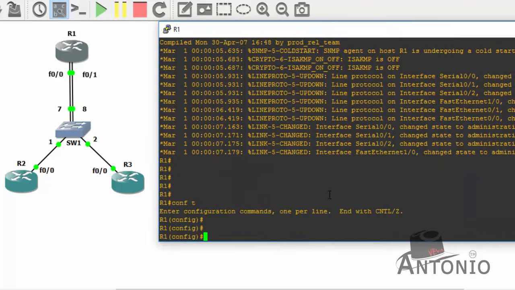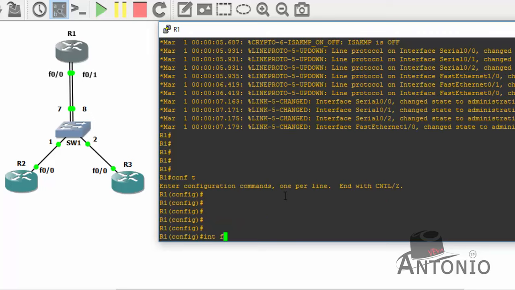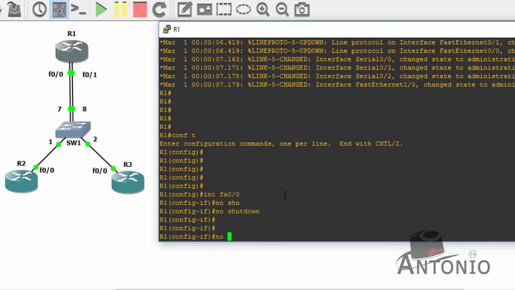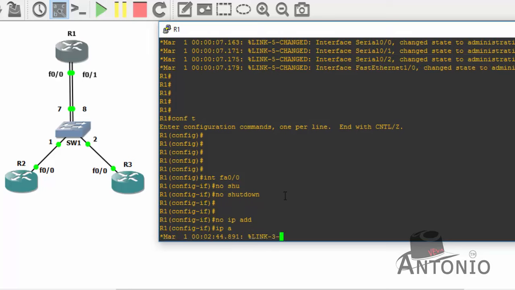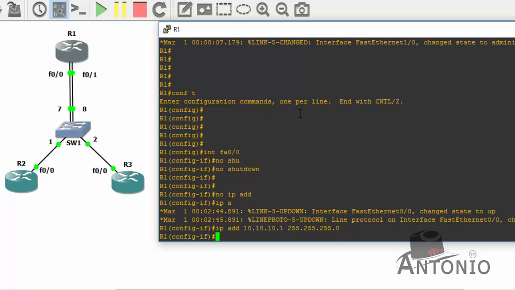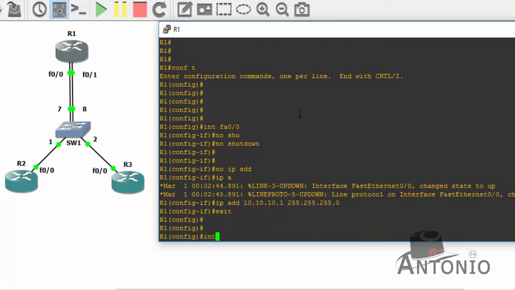Configure terminal. It's very simple. Papasukin natin itong FA0/0 for our VLAN 10. Alright. Interface FA0/0. No shutdown. No IP address. And let's give an IP address. What is the default gateway? The default gateway is 10.10.10.1. This left hand side will be our VLAN 10, alright? With subnet mask of 255.255.255.0.